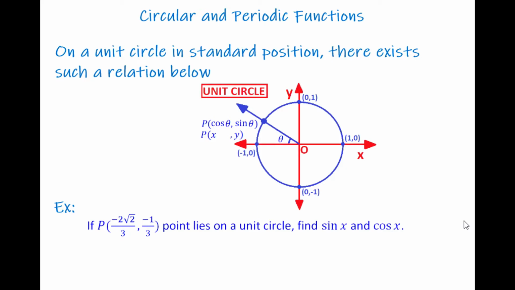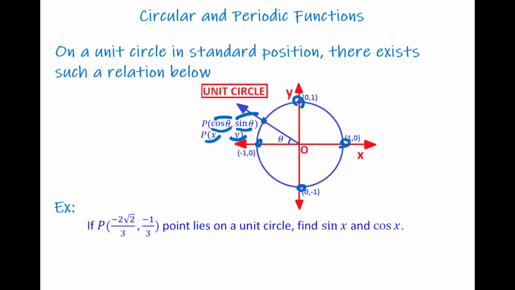Here we can say that on a unit circle in a standard position, there exists such a relation below. Suppose this is a unit circle. As you can see, this point is 1 and that point is 1 and that point is 1. Of course, these are negative ones. So suppose that we have such an angle, and let's call this point P, where the first value is x and the second value is y.